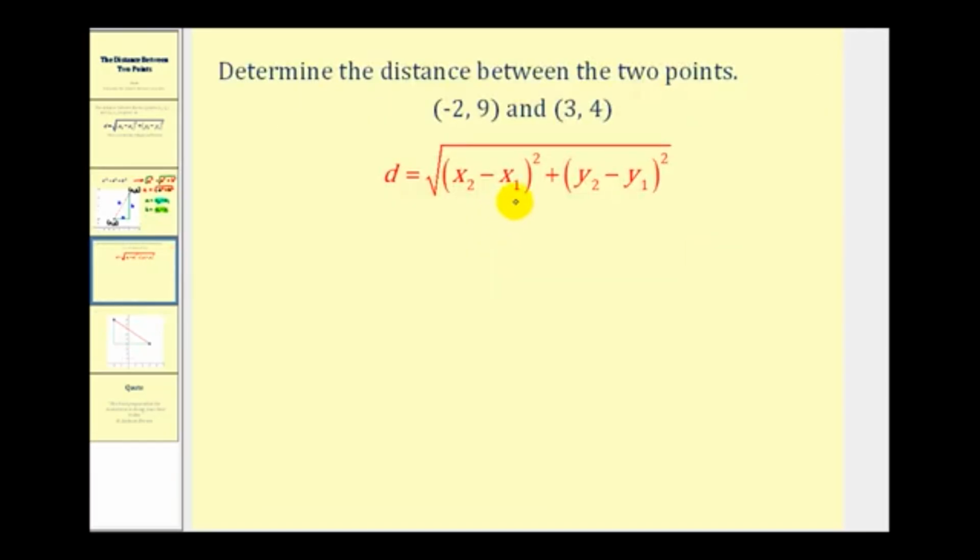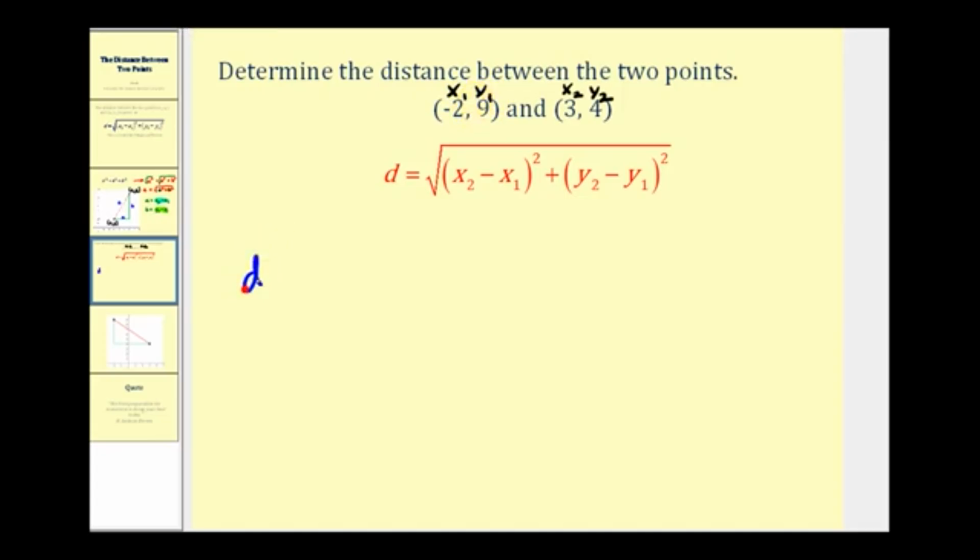We want to determine the distance between the points -2, 9 and 3, 4. The first thing I like to do is label the coordinates of these points. I'm going to call this x sub 1 and this y sub 1, and I'll call this x sub 2 and I'll call this y sub 2. It doesn't matter whether we label these the 1s or the 2s, but if we call this x sub 1, we do have to call this y sub 1. We can't interchange the 1s and the 2s within a given point.